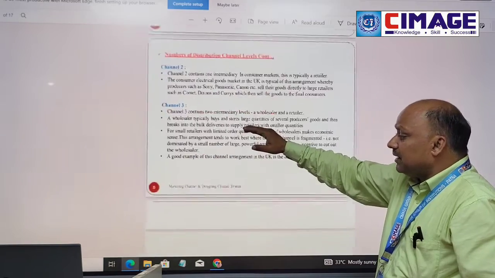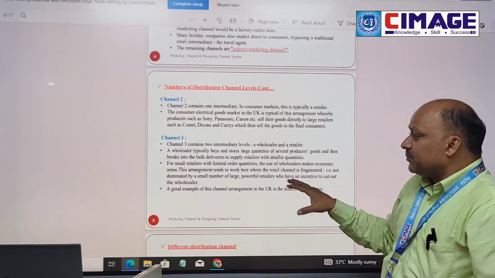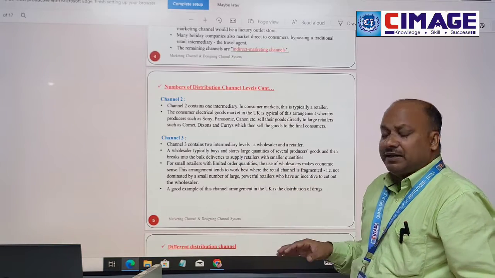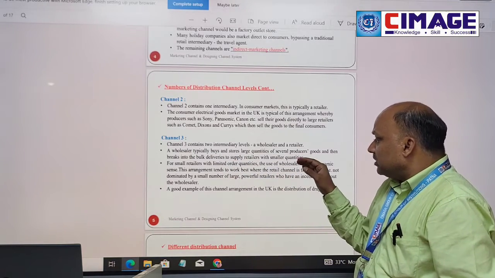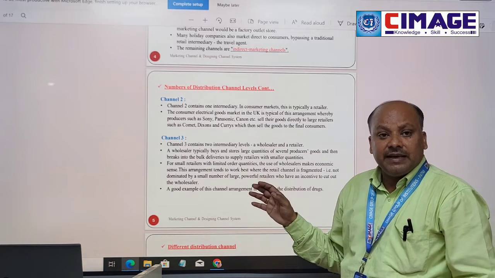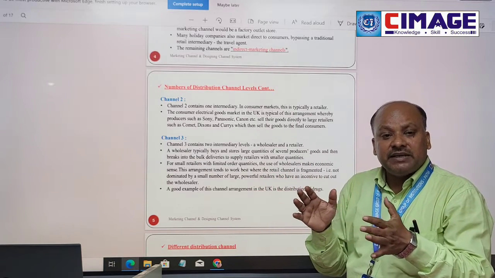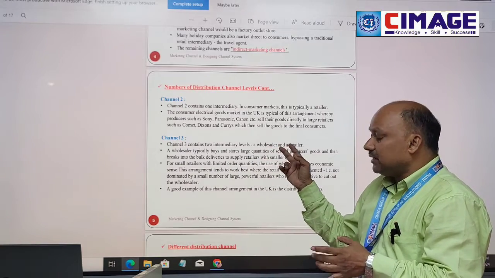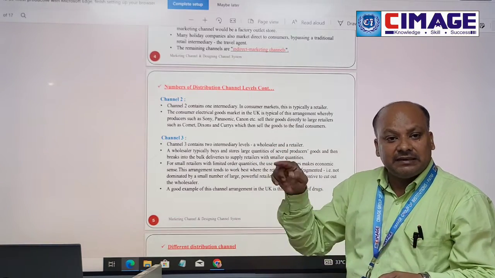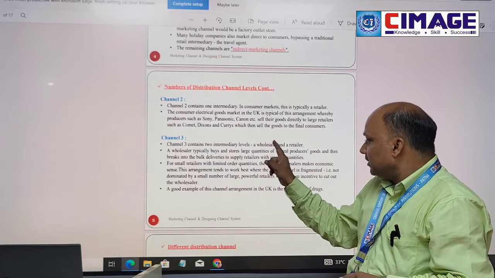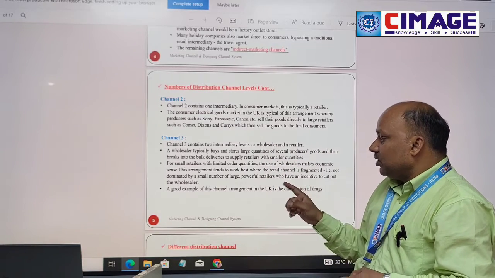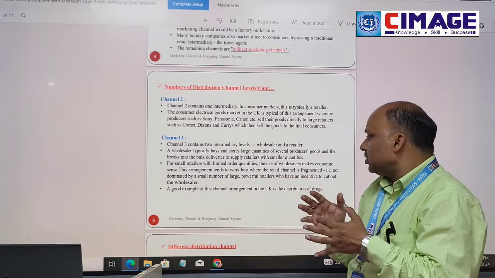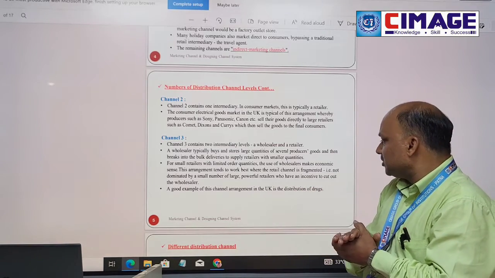The third level is another level of the channel. Channel 3 contains two intermediary levels, a wholesaler and a retailer. Here the intermediaries are increasing. The two intermediaries between the manufacturer and the end user are the wholesaler and the retailer. A wholesaler typically buys and stores large quantities from several producers.